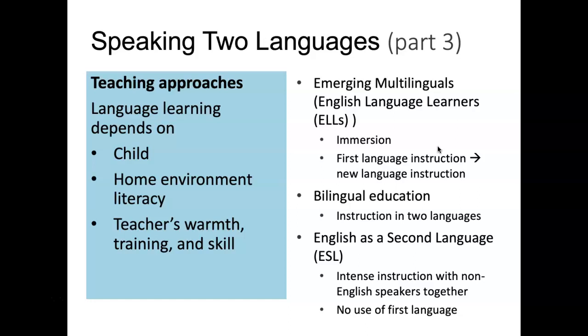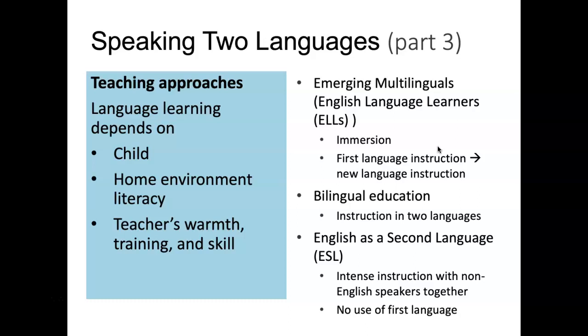First language instruction to new language instruction is the alternate method, where children are first introduced to school concepts in their home language and then bridged over to the new language after they've had that immersion in with their home language. They're learning in their home language. So it depends on the philosophy of the school when the immersion happens, whether it's after first language instruction or right when the child enters school.